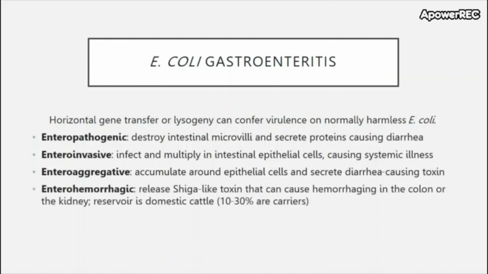enterohemorrhagic, which means that they can release the Shiga-like toxin that can cause hemorrhaging in the colon or the kidney. The reservoir for this is in domestic cattle, and 10 to 30% are carriers. E. coli gastroenteritis is the most common cause of traveler's diarrhea.